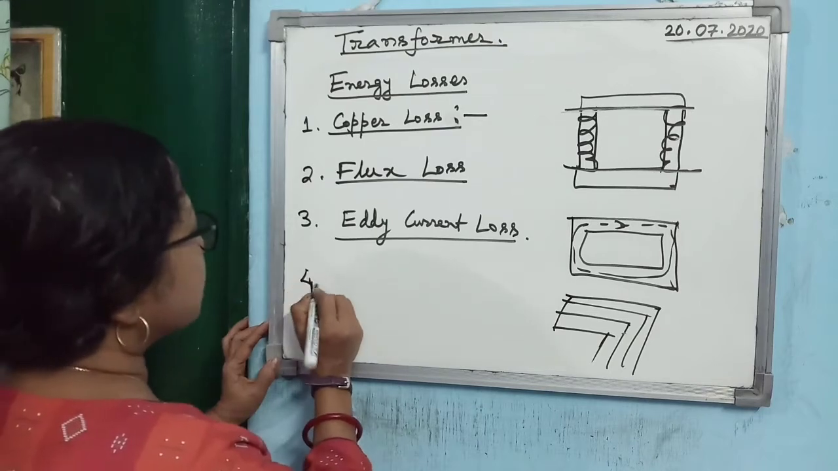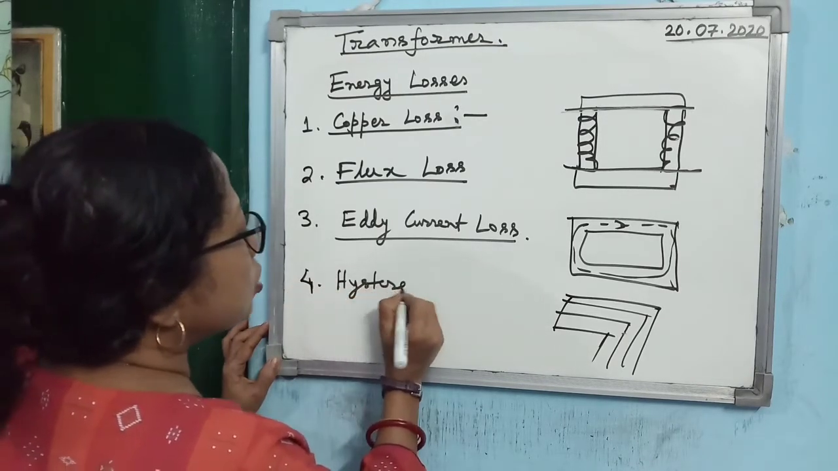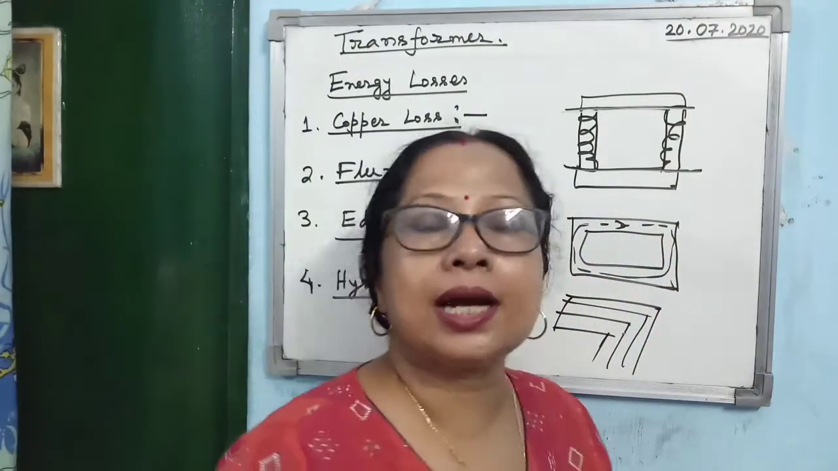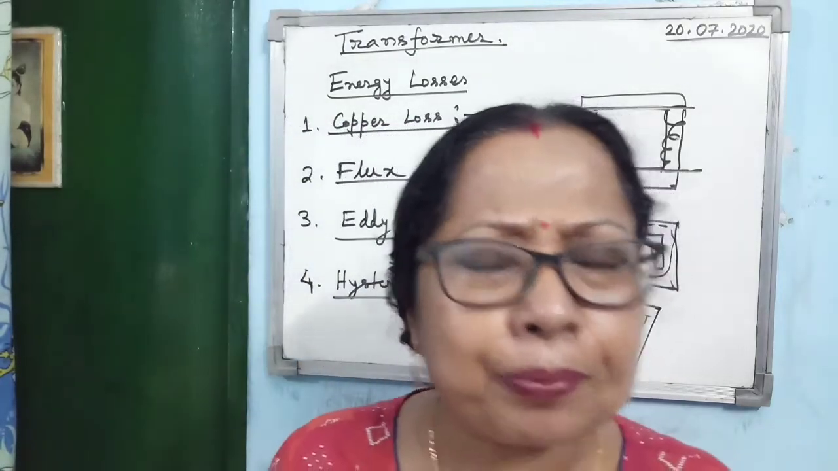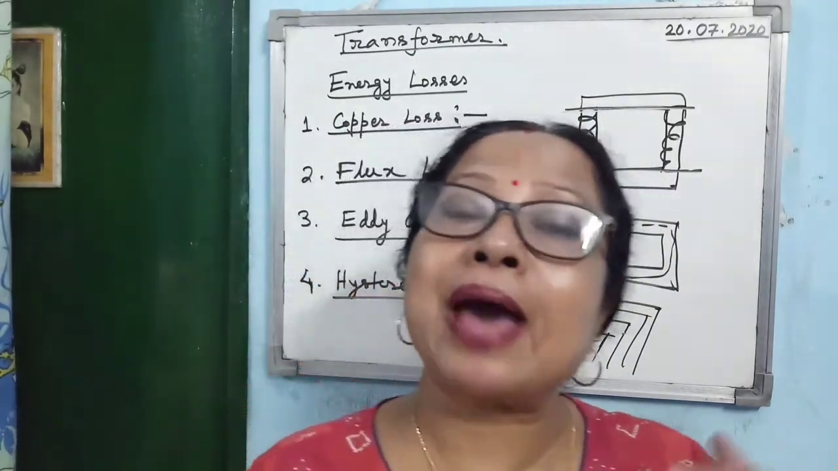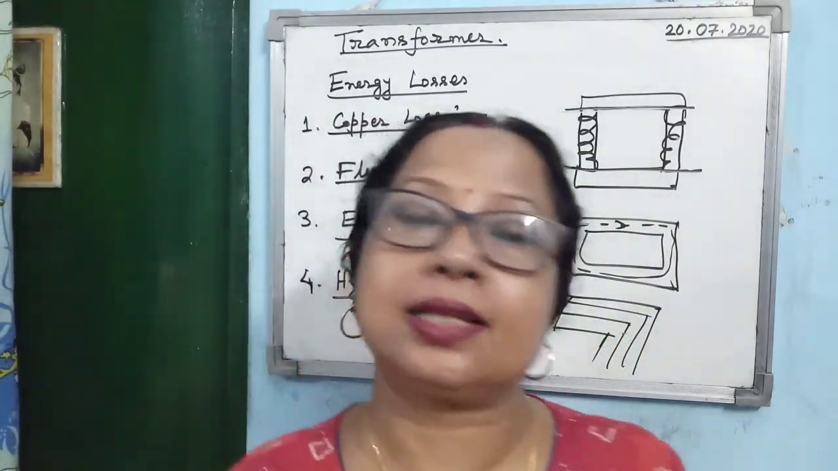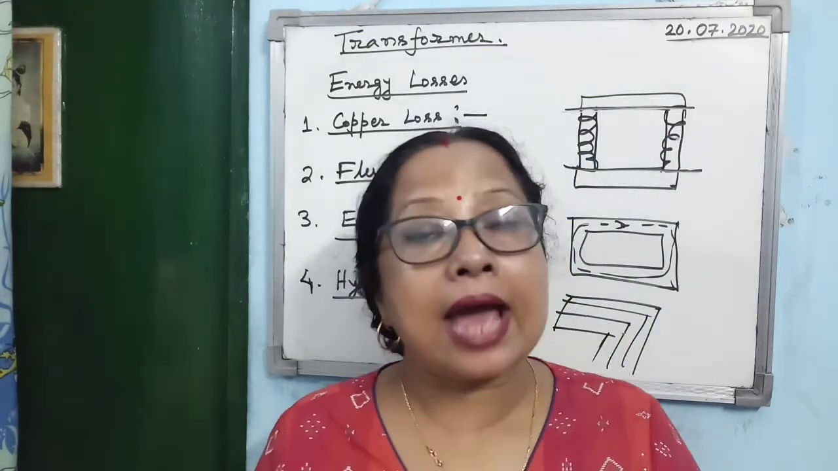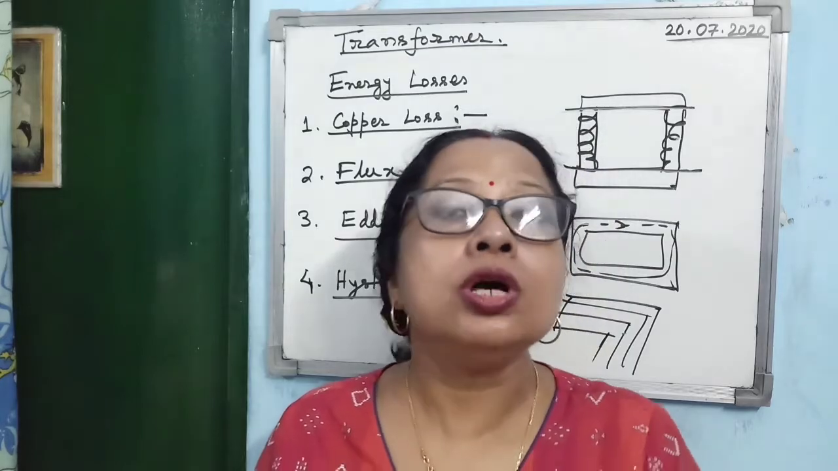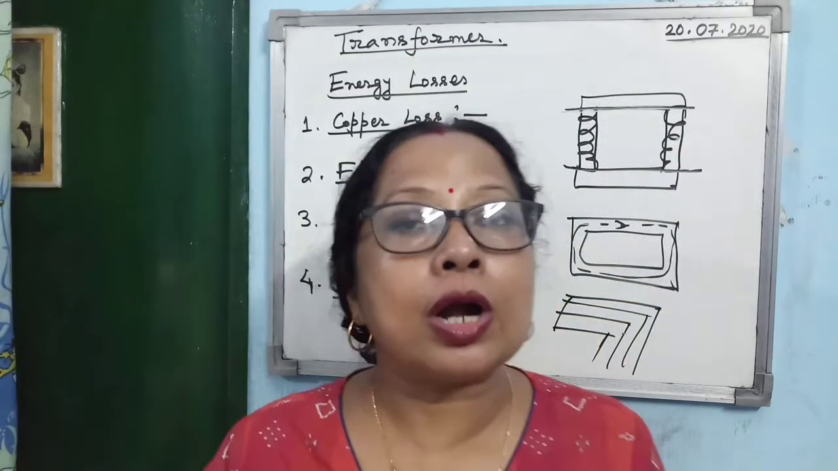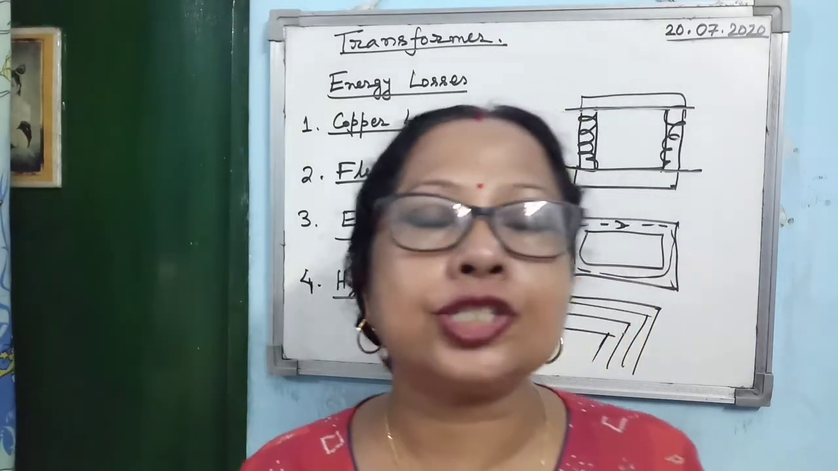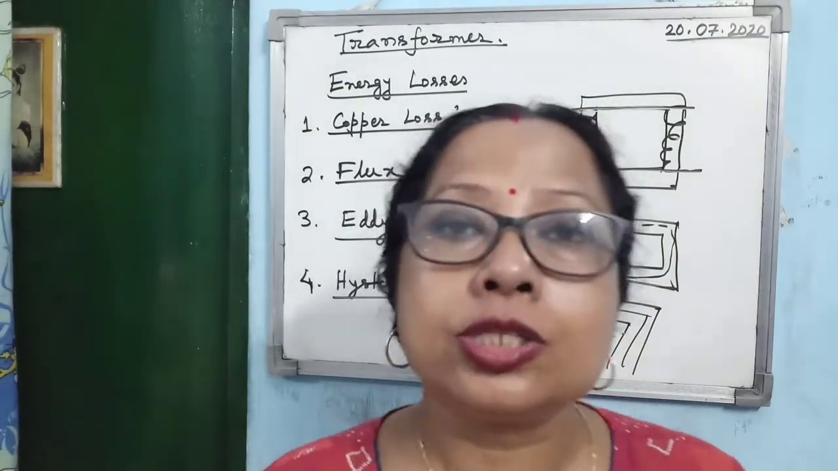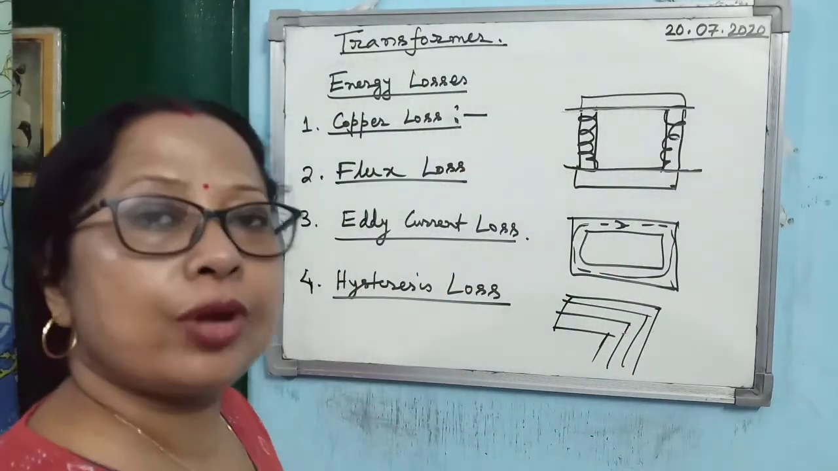Then the fourth one is known as the hysteresis loss. So what is hysteresis loss? In this case, whenever alternating current passes through the primary and secondary, the core is magnetized and demagnetized alternately. While magnetizing the core, a certain amount of energy is needed, and while demagnetizing the core also, a certain amount of energy is needed. So for one complete cycle of magnetization and demagnetization of the core, a certain amount of input energy is lost. That loss is known as the hysteresis loss.